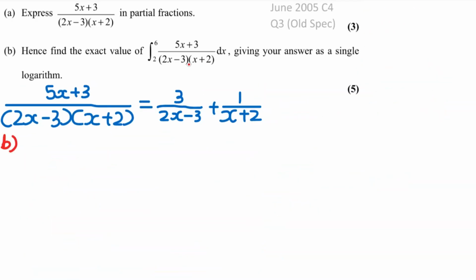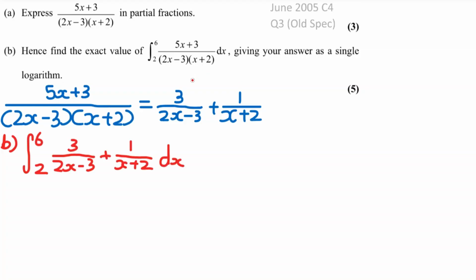Okay, and then in part B, we need to find the exact value of the integral between 2 and 6 of this fraction here. We need to give our answer as a single logarithm. Now, the problem with this integral is we cannot directly integrate this fraction because it's too complicated. However, in part A, we showed that this fraction can be split up into these partial fractions here. So therefore, we can rewrite this integral as the integral between 2 and 6 of these partial fractions here. And what's good about this is we can directly integrate these partial fractions here. So therefore we've made this a lot easier and we can actually solve this.